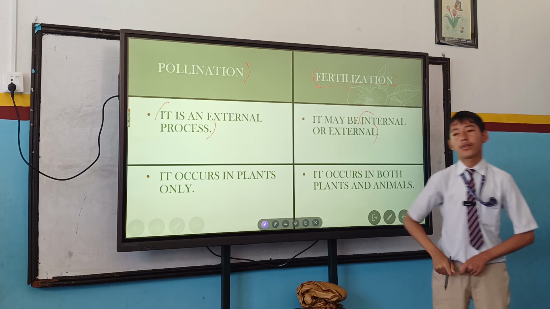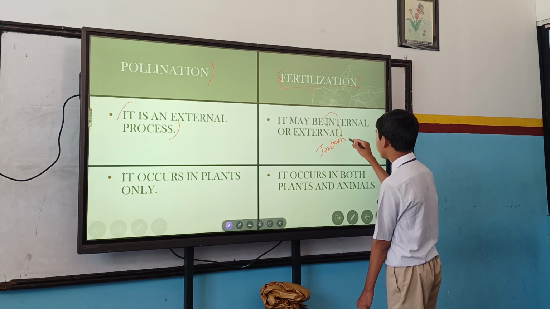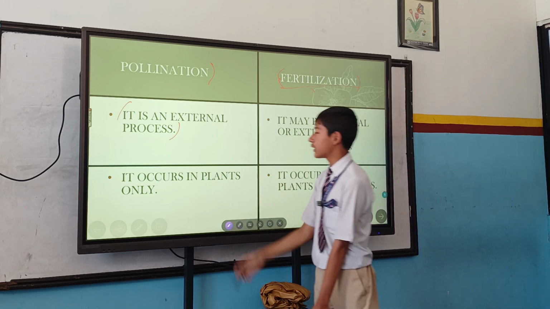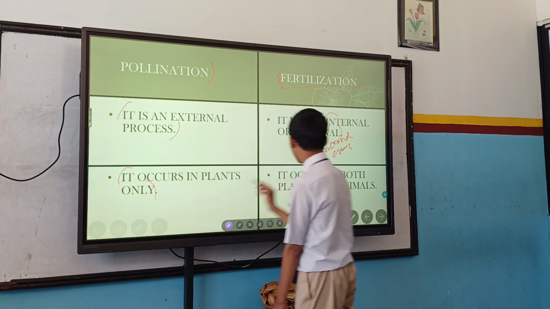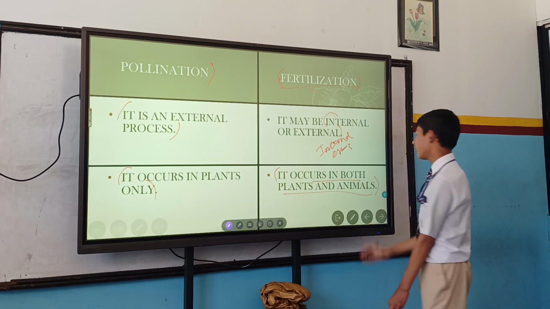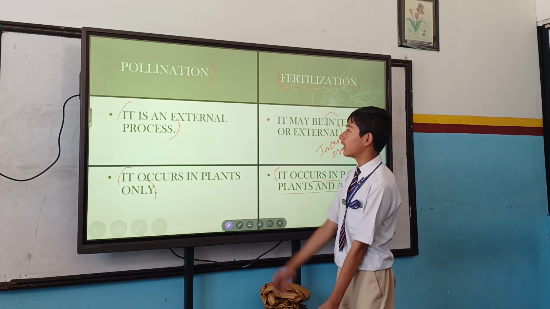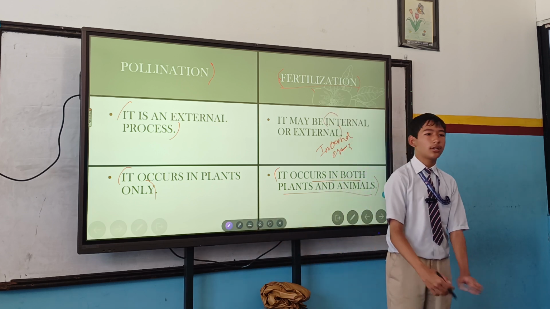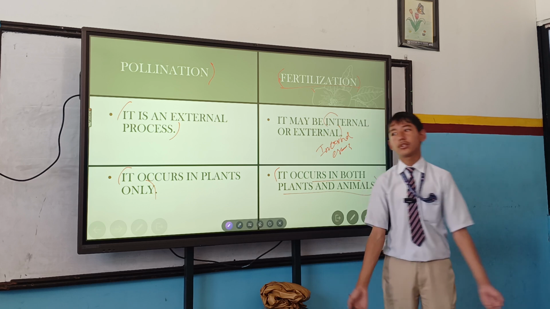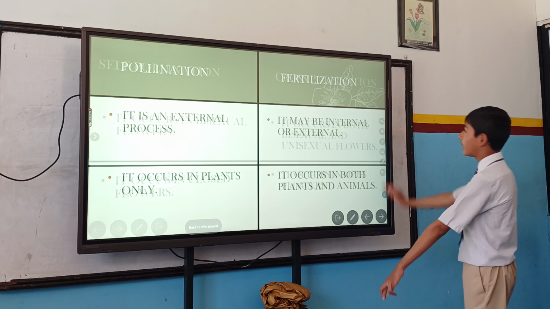We all know about two types of fertilization. They are internal fertilization and external fertilization. And it says pollination occurs in plants only, and fertilization occurs in both plants and animals. This was the question that came in our second UT too. So pollination is found only in plants, but it can't be done in animals. But fertilization is done in both plants and animals.